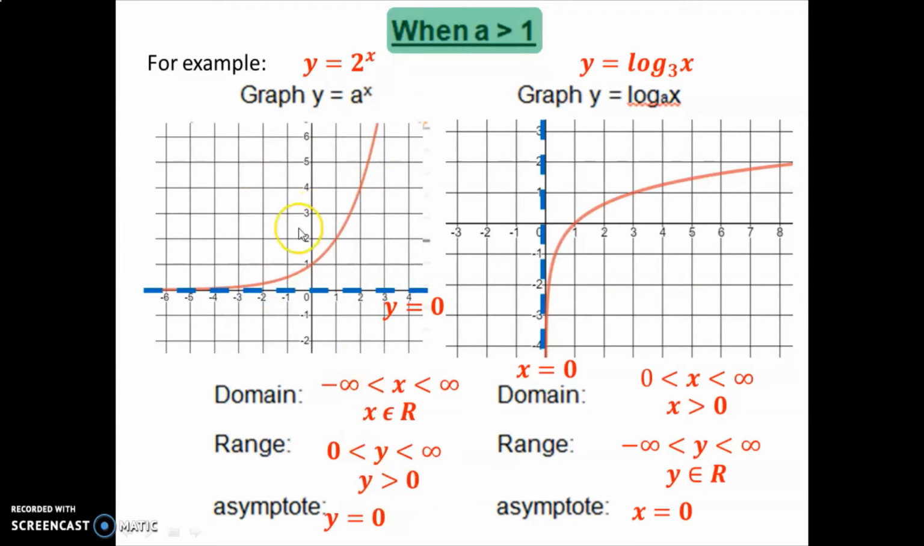The domain, however, can be any x value because this graph will go forever in this direction and forever in this direction. So x values can be anything from negative infinity to infinity. In other words, x is an element of the real number set. It can be any real number.